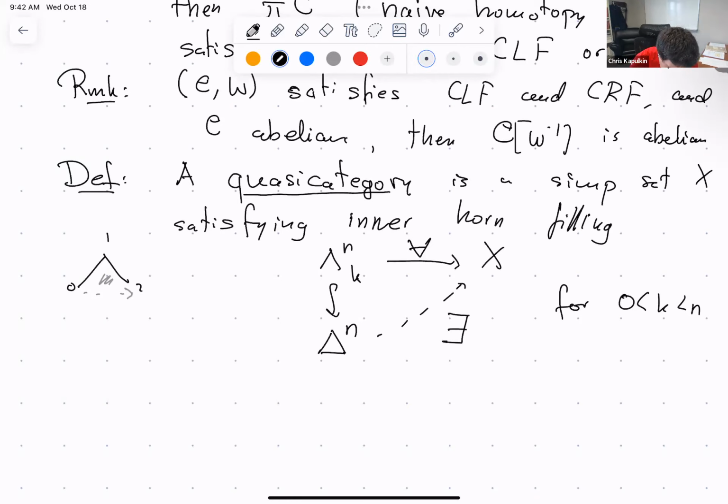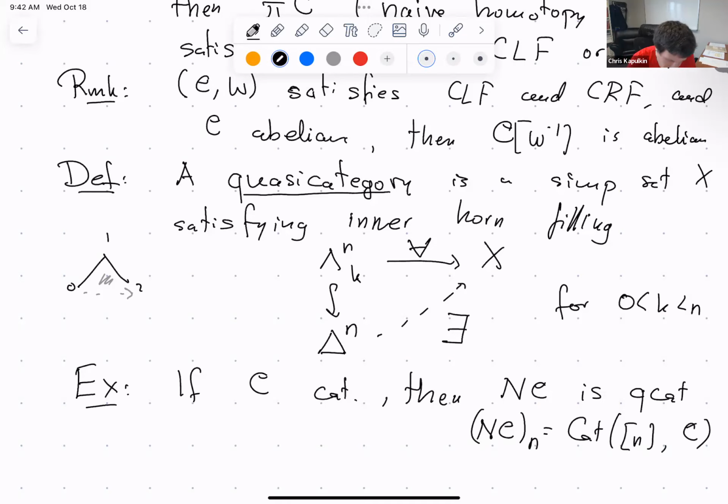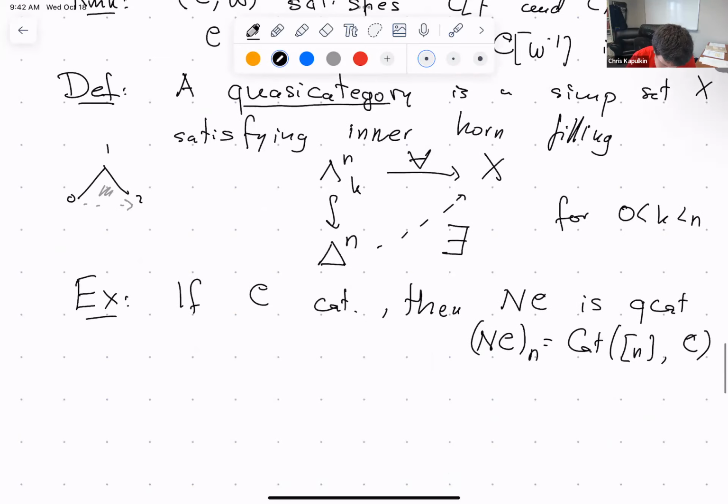So the prime example of a quasi-category is the nerve of a category. So if C is a category, then the nerve of this category is a quasi-category. And here the nerve, let me just remind you, is a simplicial set that at level n is given by the functors from the poset with n+1 linearly ordered vertices to C.